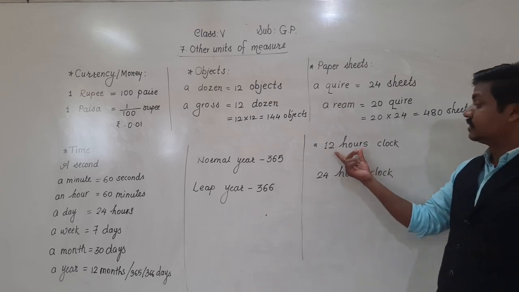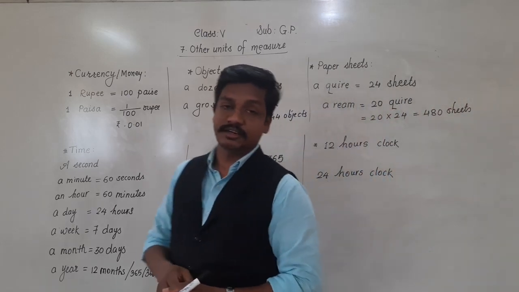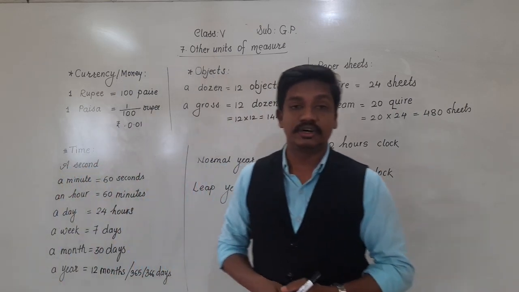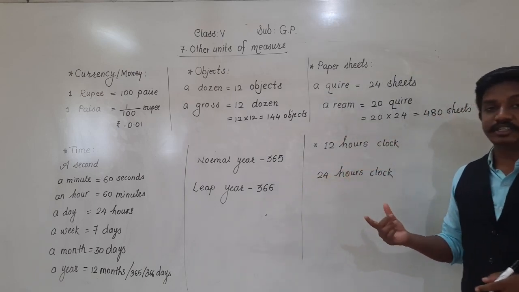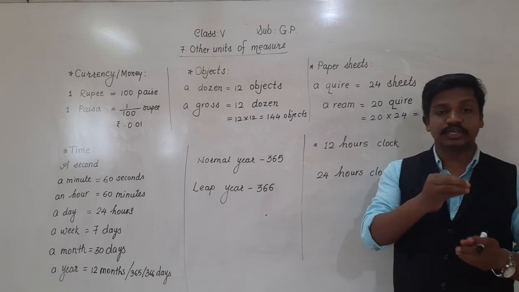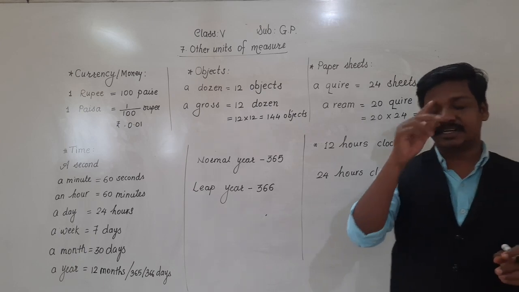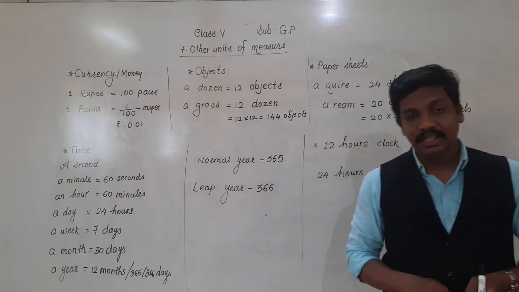Now see, 12-hour clock and 24-hour clock. Two types of time you might have seen. The 24-hour clock you might have seen at the airport or at the railway station, right? Where time is measured in 24 hours. 1, 2, 3, 4, 5 till midday 12, noon 12.